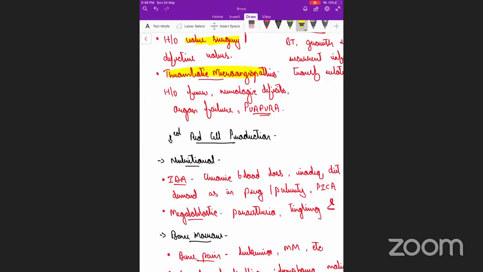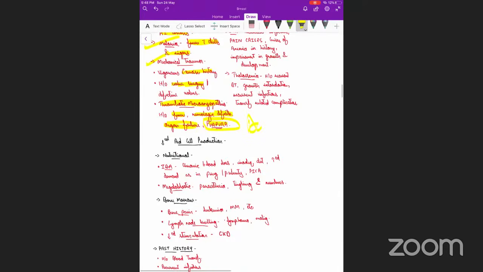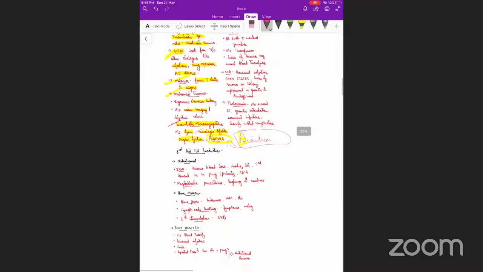What are the features you look for? You'll usually look for fever. There'll be neurological deficits. Organ failure will be there along with purpura, mainly purpura, along with previous history of diarrhea. If the person has suffered from diarrhea and then comes with all these symptoms of purpura, organ failure, neurological deficits, and fever, then we can think of thrombotic microangiopathies, HUS, as the cause.